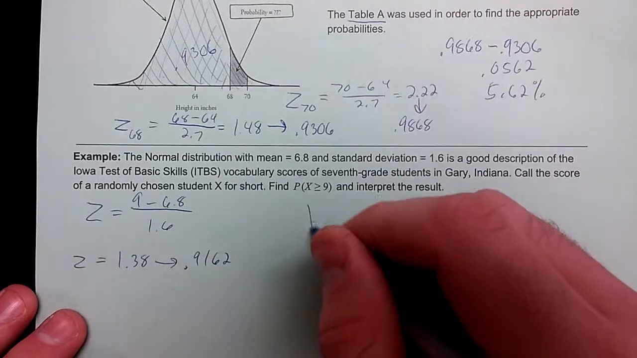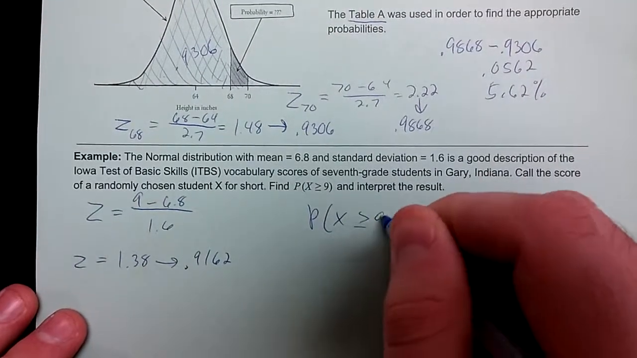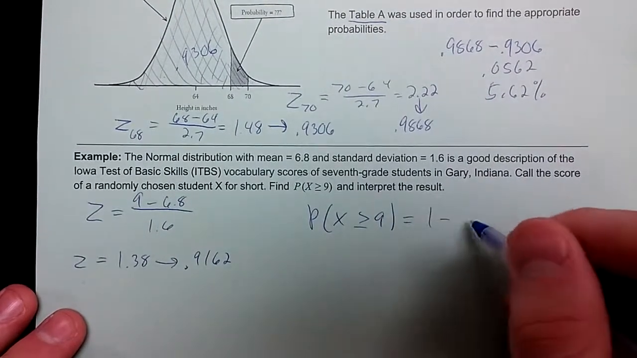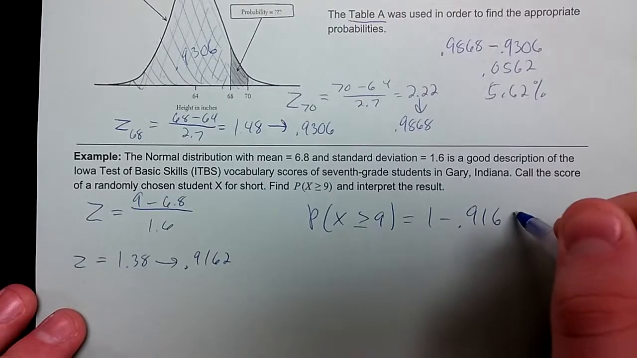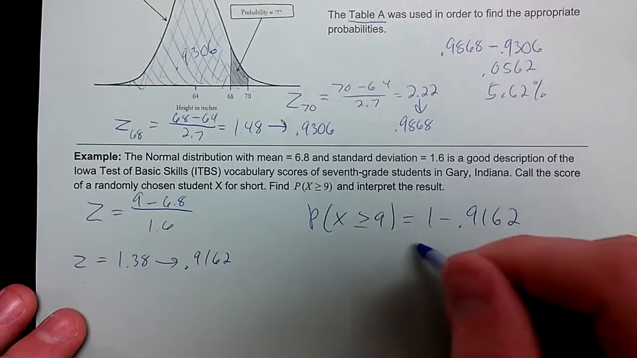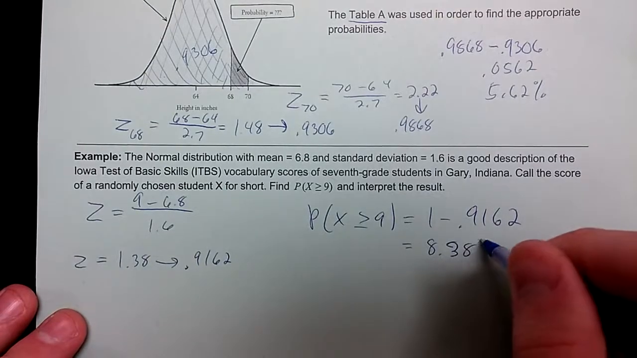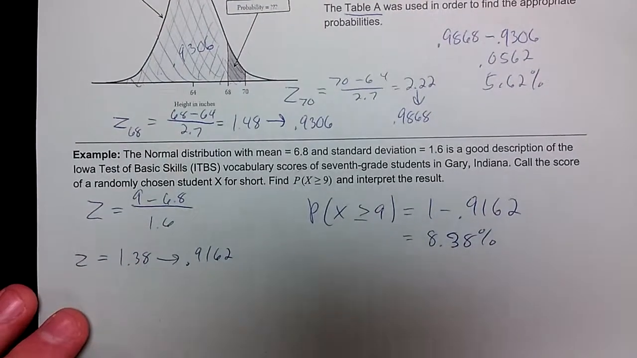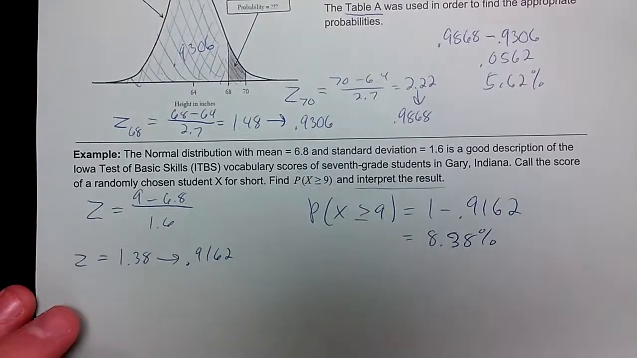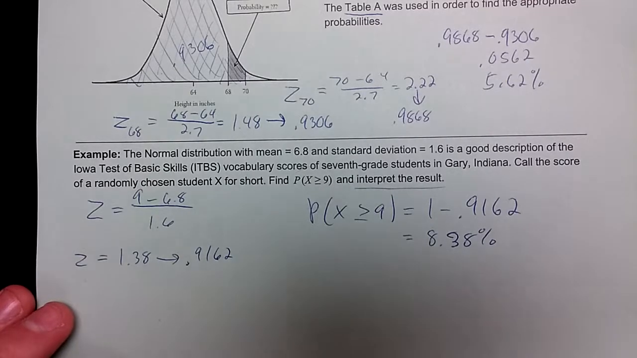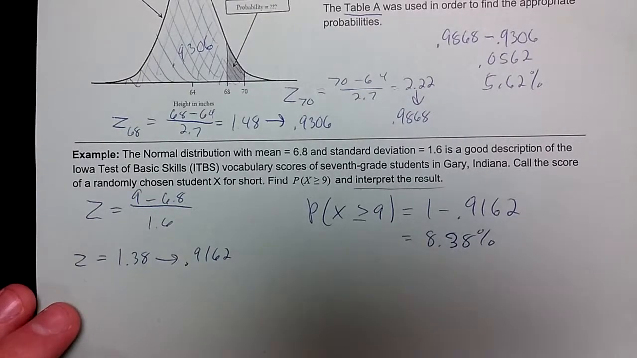But be careful, it says the probability of x is greater than or equal to 9. That's going to be 1 minus 0.9162, which is also called the complement. So 8.38% chance. So interpreting the result, you could simply say the probability of randomly selecting a student that has a score larger than 9 or greater than a 9 is 8.3% chance.